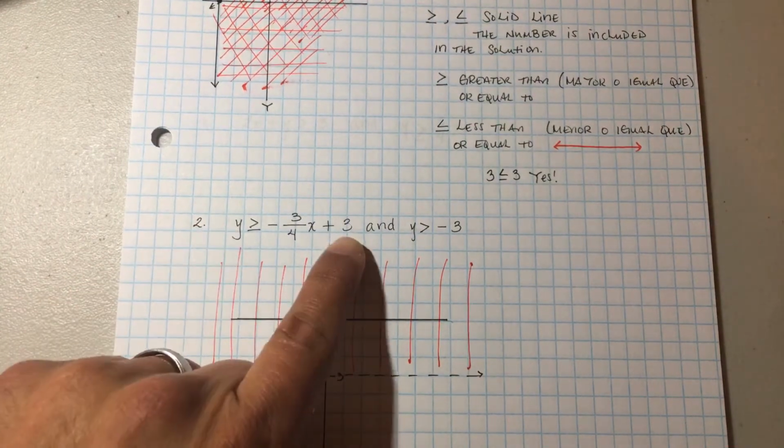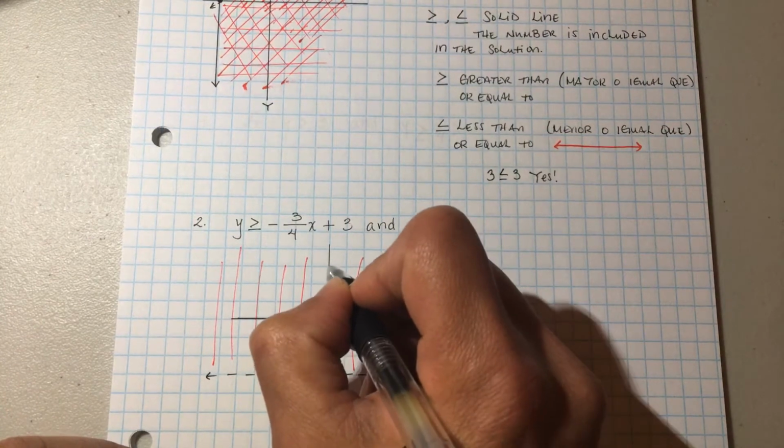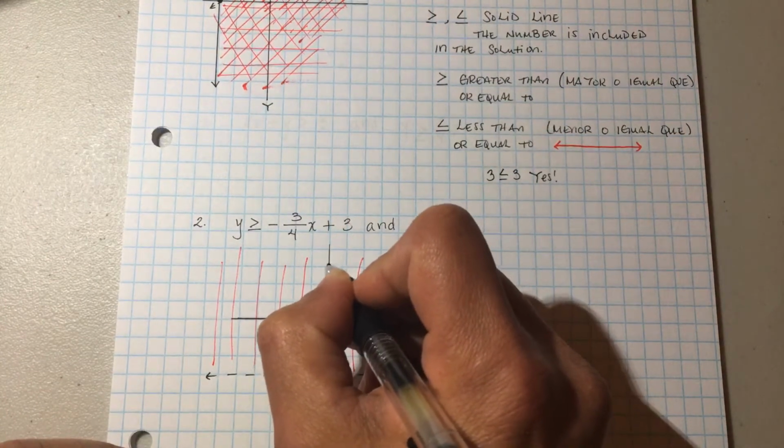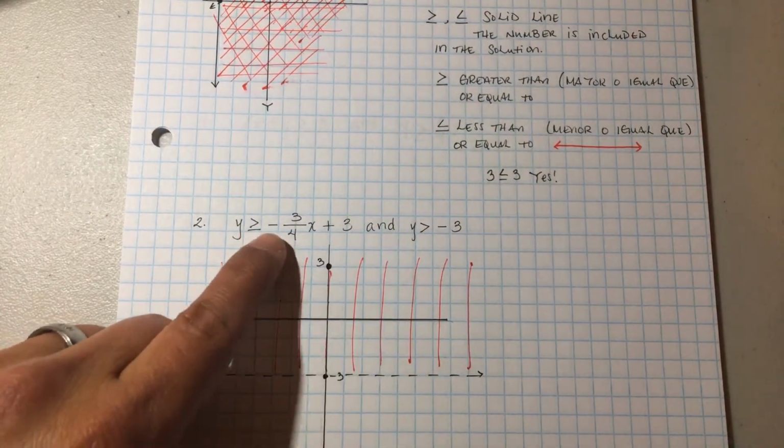Now we're going to do this one. Where do I start? At positive 3. Comienzo con el positivo 3. 1, 2. El positivo 3 está acá. Positive 3 is right here. All right. Positive 3 is right over there. All right. So what do I do now? I'm going to do this.